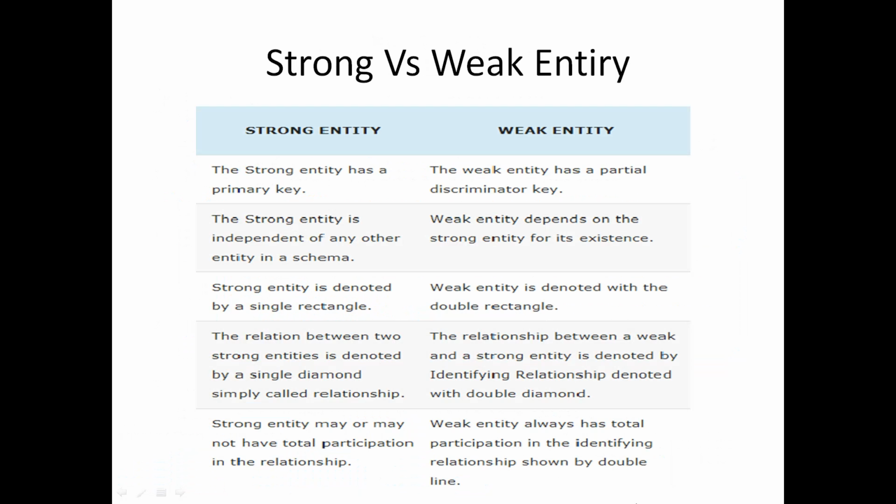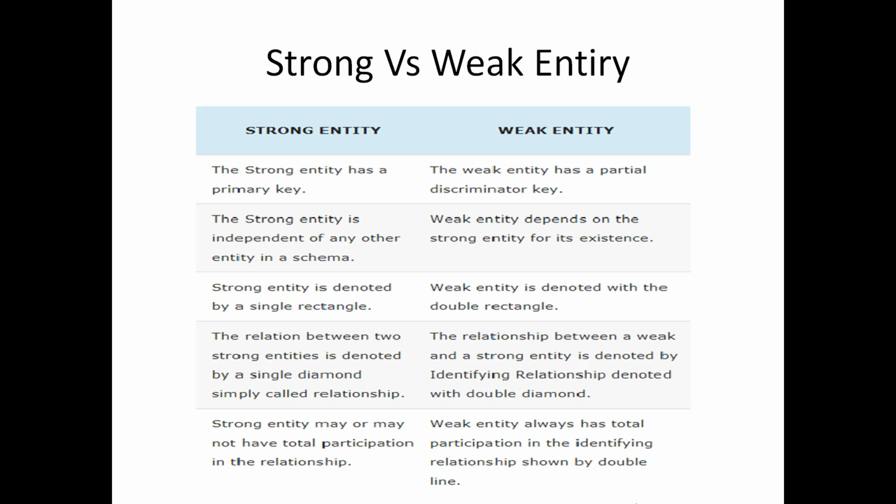So let's move ahead, and these are the differences between your strong versus weak entity. We talked about it. A strong entity will always have a primary key. A weak entity has something called a partial discriminator key that we talked about with an example. Then a strong entity is independent of any other entity in your whole design, in your whole schema, whereas a weak entity always depends on the strong entity, like loan always will be dependent on customer.